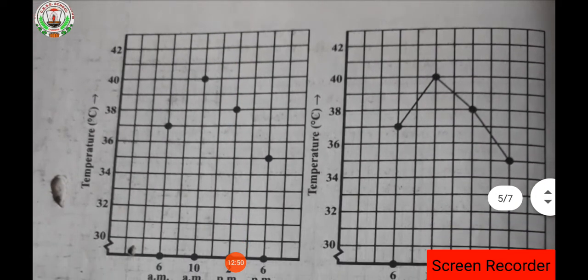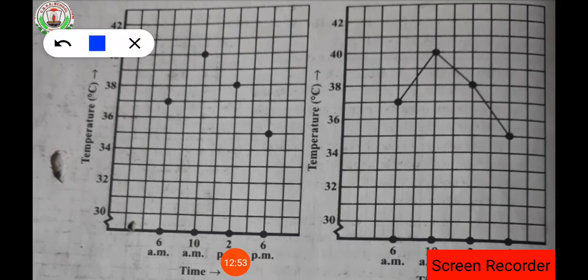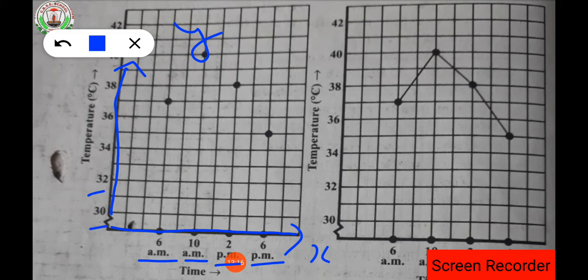So this is the graph we have here. We have drawn the x-axis and the y-axis. Clear? Time is mentioned on the x-axis, and temperature is mentioned along the vertical line, that is the y-axis. The temperature scale is 30, 32, 34, 36, 38. Then at 6 am the temperature given in the table is 37, so straight across from that we mark a dot.